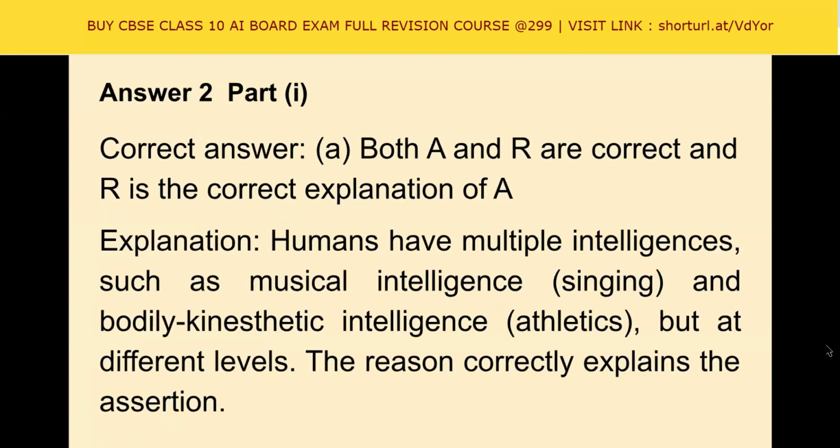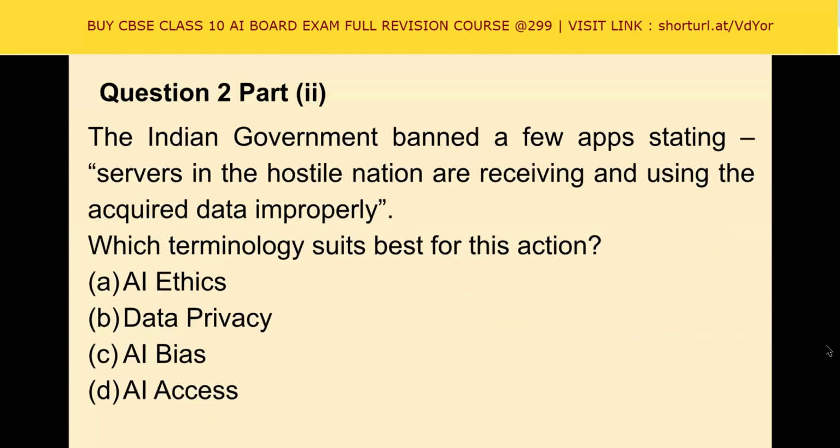So when this kind of human intelligence is there, we call it musical intelligence, and where athletic ability is there, it is bodily kinesthetic intelligence, right? Whenever it is bodily kinesthetic intelligence, these people use their body for doing different kinds of tasks, especially athletes and sportsmen. Okay, so this is the type of intelligence.